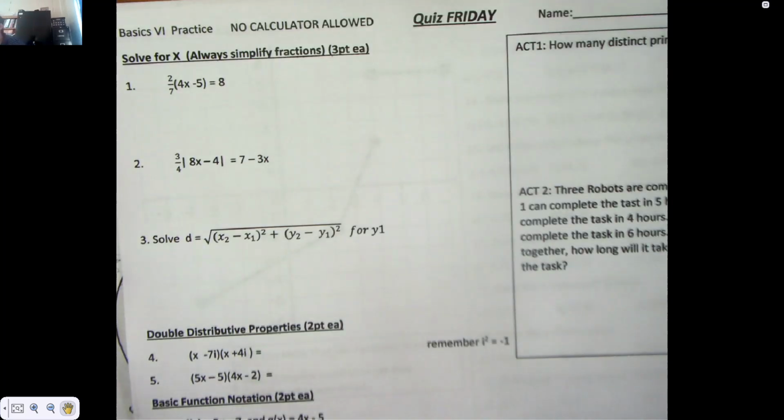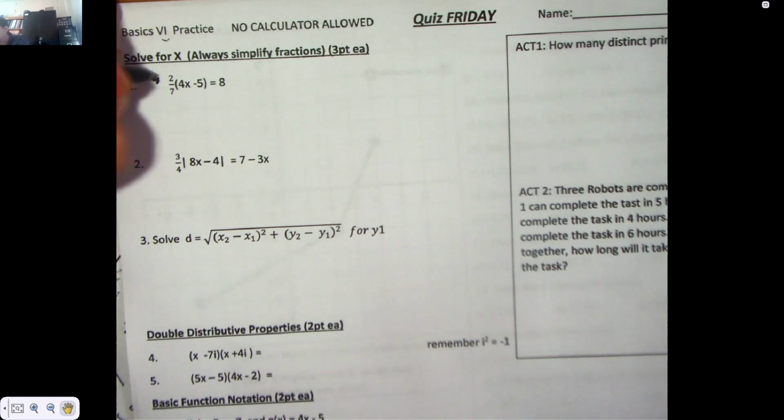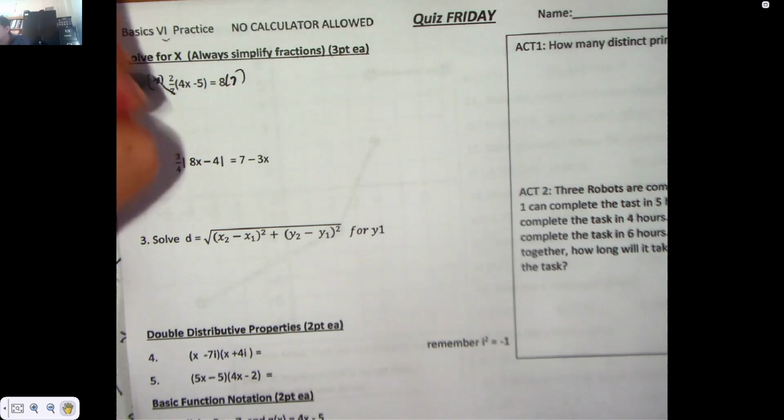So here we go. Basics 6 practice. Solve for x. Always simplify the fraction. You haven't done one of these in a while, but it shouldn't be a big deal. The opposite of division is multiplication. Or you do some crazy thing like distribute 2/7 and see how it works out for you.